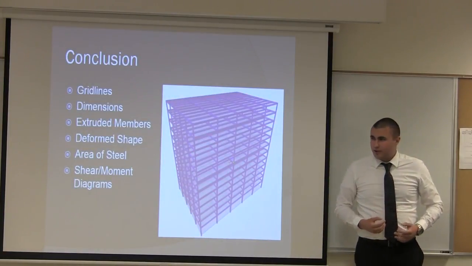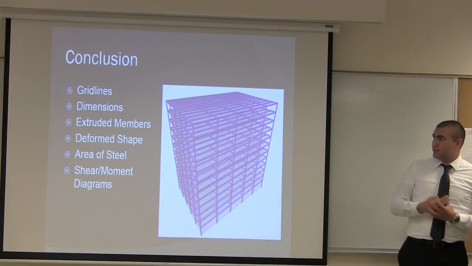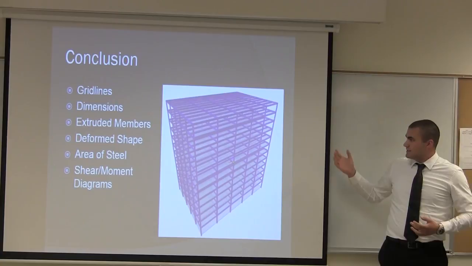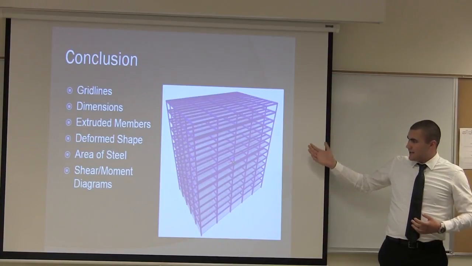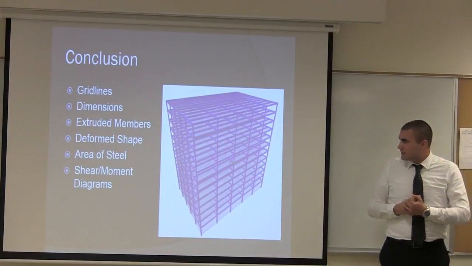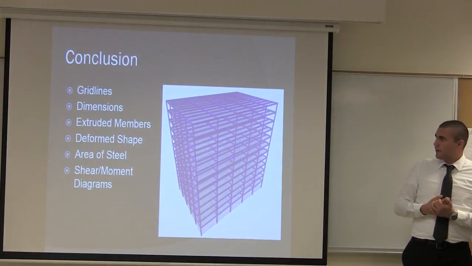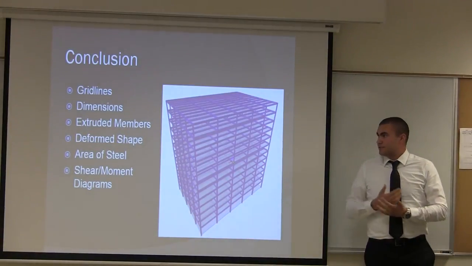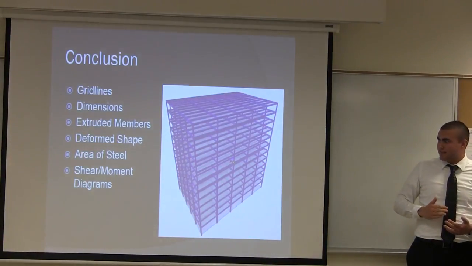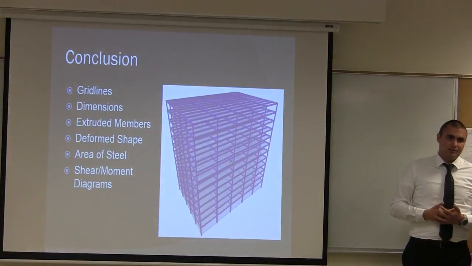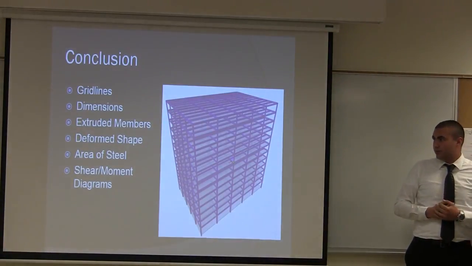In conclusion, we showed you how we laid out our grid lines and the dimensions of the project. We got to look at our extruded members. If you look really close, you can see the changing size of the columns. You can see that the outside columns are square and the inside are circles. Our deformed shape, past deflection. Our areas of steel increased as we went down, as we expected. And our shear and moment diagrams had a couple issues, but the general trends were what we were looking for.